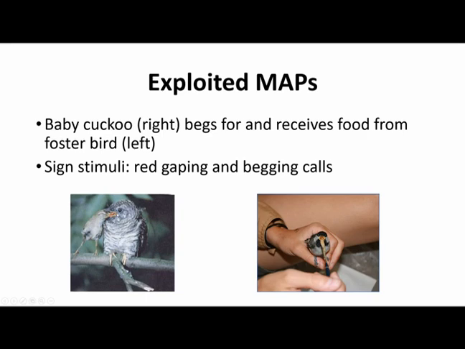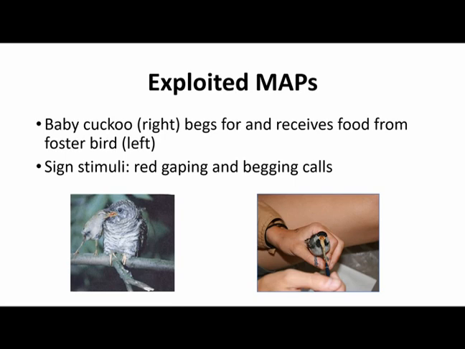And so this baby cuckoo will beg for and end up receiving food from this foster bird, which is clearly not even the same species. So you can have much smaller birds who work themselves into the ground trying to take care of this larger bird that isn't even their offspring. And the reason why this might be working is because it's exploiting that pre-existing map.